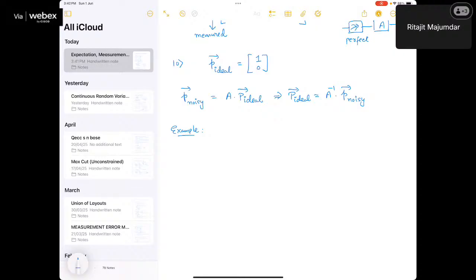Let's say that I have a 2-qubit quantum circuit, and it acts an X gate on the second qubit, and then we measure. So we know that the ideal outcome, it starts from 0, this will be 0, this will be 1. So my P ideal is my first qubit is in the state 0 and my second qubit is in the state 1.